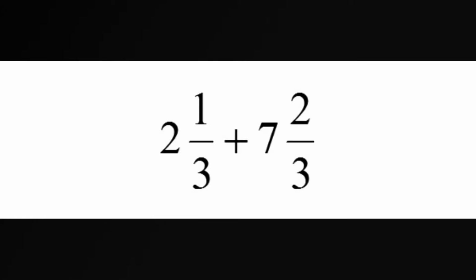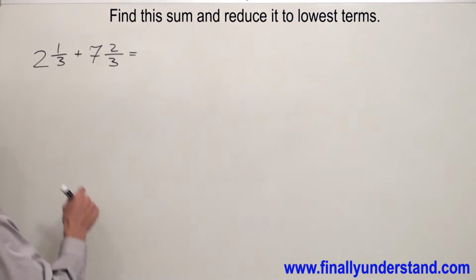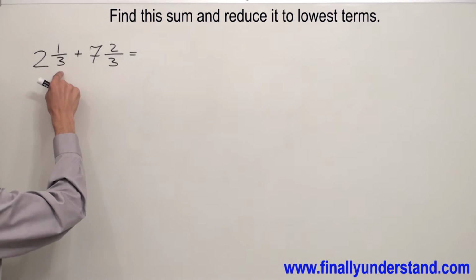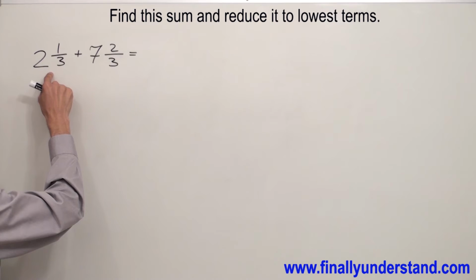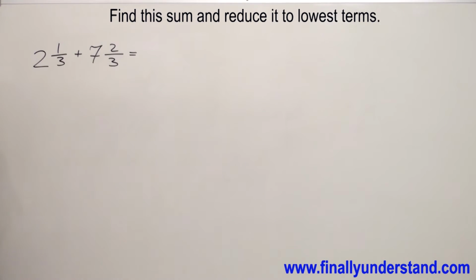Let's solve the following example. This time we are going to add two mixed numbers. Mixed number means I have a whole number and a fraction together, so that's why this is called a mixed number. Whole number and fraction, this is another mixed number.